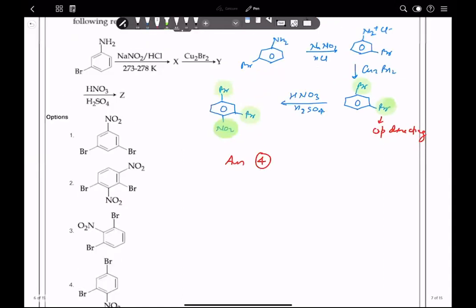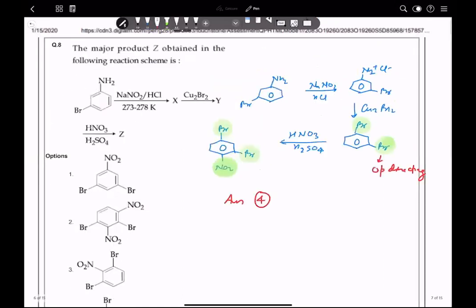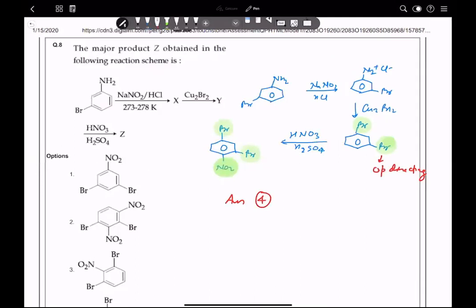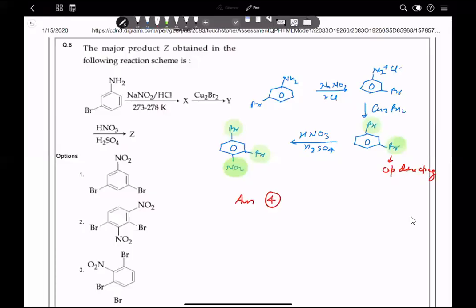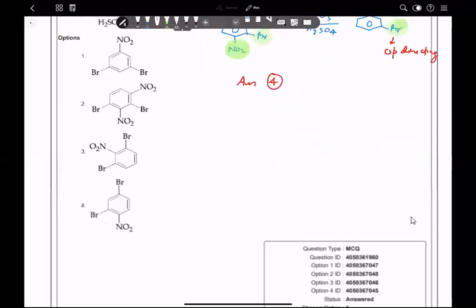So step 1 is diazonium salt formation, and we may say it is Sandmeyer's reaction, and finally it is nitration. Here Br is ortho-para directing. So finally the answer must be 4. So move to the next question. This is question number 9.